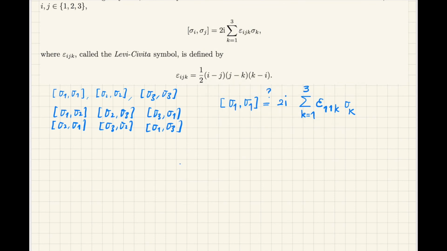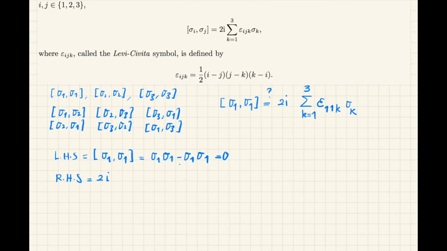Yes. Okay, here the left-hand side is actually the commutator of sigma 1, sigma 1, but of course this means sigma 1 sigma 1 minus again sigma 1 sigma 1, which is the zero matrix. What is the right-hand side? The right-hand side is 2i, the imaginary unit. Let me just expand this sum. Of course, we really don't need to expand this sum, because let me just calculate epsilon 1, 1, k.